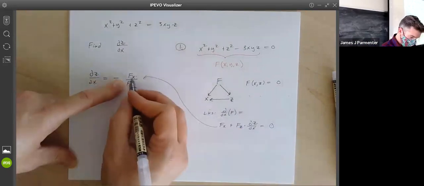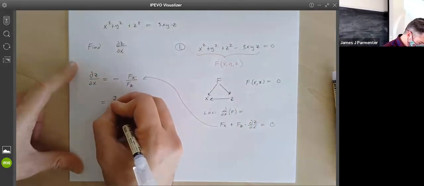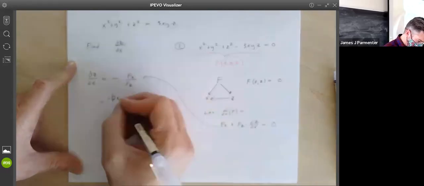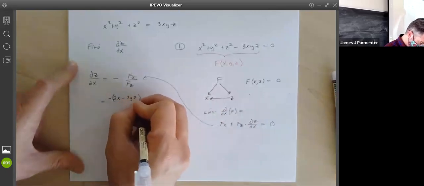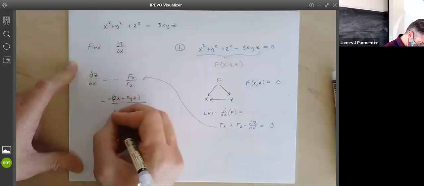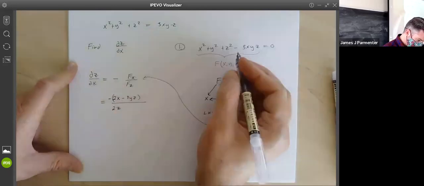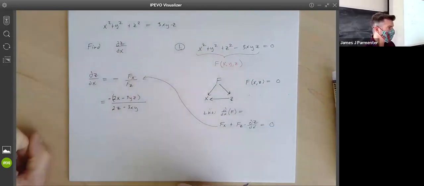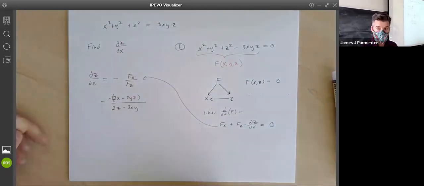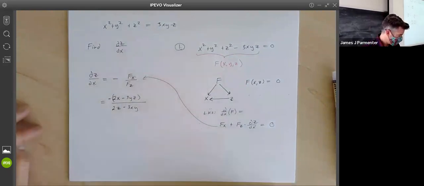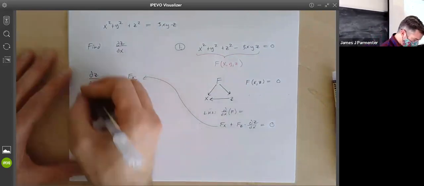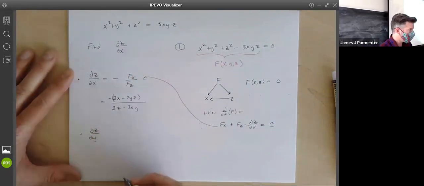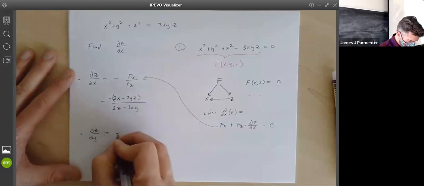So in this problem, fx is 2x plus 0 minus 3yz. Fz is 2z minus 3xy. And that's your answer. If you want to, you can check by doing it the long way. In a similar way, we could find del z del y. Straight away, it's going to be negative.